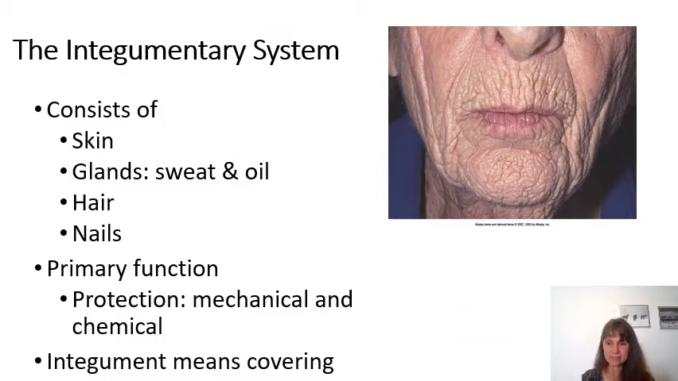The integumentary system includes our skin, glands, hair, nails, and the primary function of skin is to act as our primary defense mechanism for protection against different types of mechanical forces such as abrasion, as well as chemicals, pathogens, microorganisms. The word integument means covering.